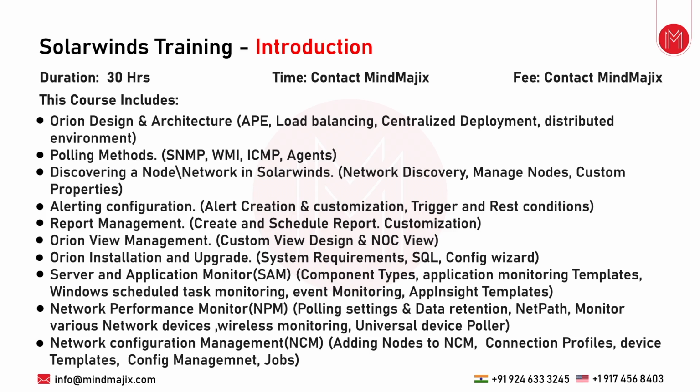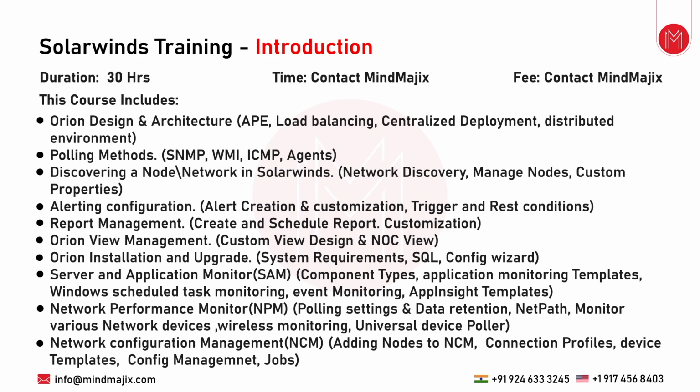And also the installation and upgrade: what the system requirements are for each version. The latest version is 2020.2.4, and we will cover its system requirements and how to upgrade. SolarWinds releases these versions sequentially, once a year or once in six months. If we want to upgrade to a particular version, we will show how to do it.